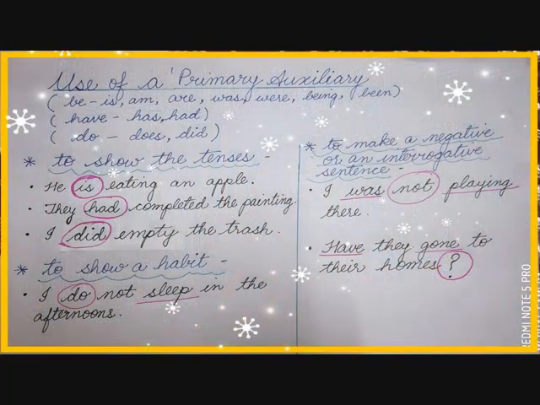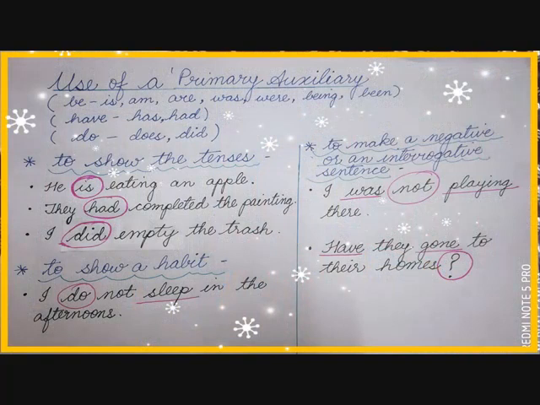Okay, now let's discuss the use of a primary auxiliary. Just now I have told you that be, is, am, are, was, were, being, been, have, has, had, do, does, did. All these words are used as a primary auxiliary and also we can use them as a main verb. Now see the first one. It is used to show the tenses.